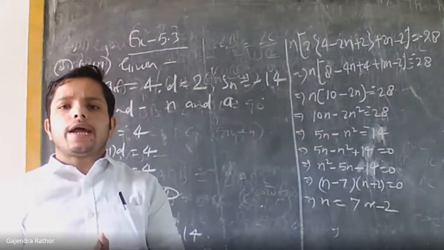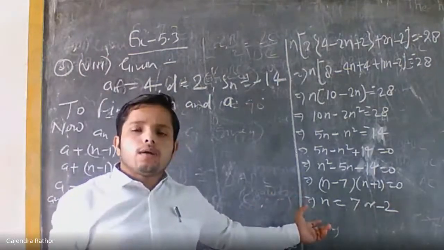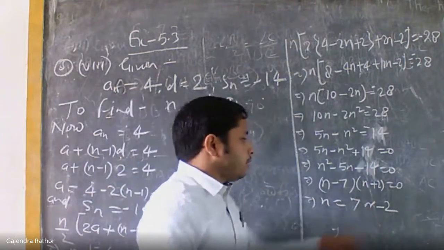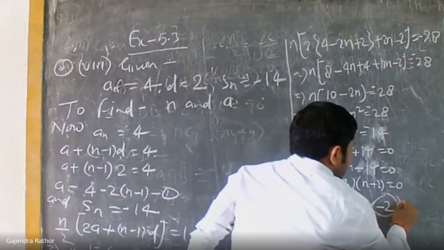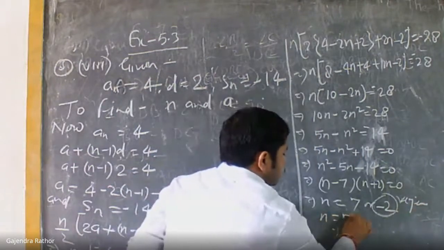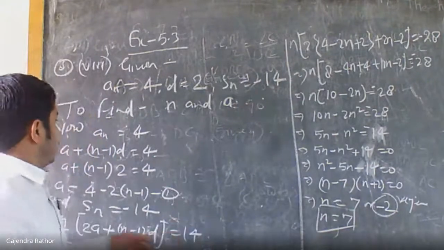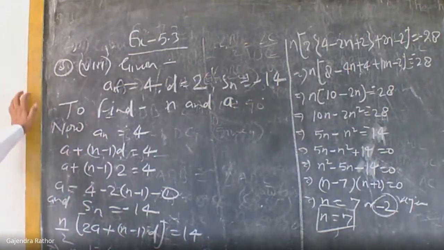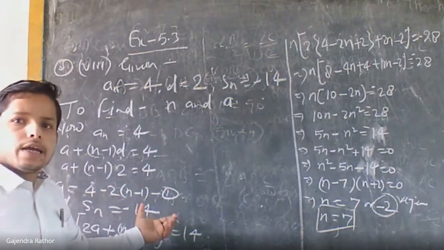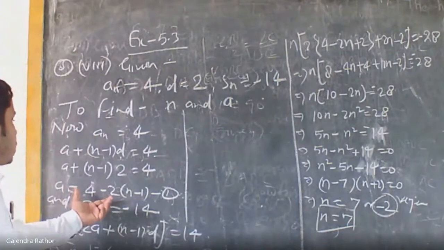Which value is correct and which value is not correct? We know that n is a natural number and the number of terms cannot be negative. So that's why the value minus 2 is rejected. So the correct answer is n is equal to 7. Now we can place the value of n in equation number 1 and we can get the value of a. So place the value of n in this equation.